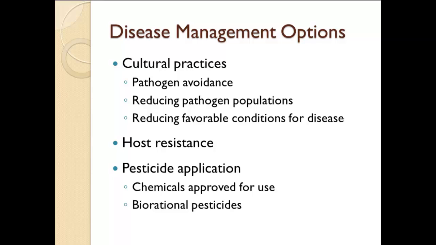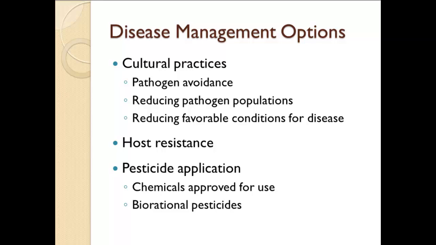And then we can try to reduce the conditions that are favorable for disease to develop. Plant pathologists like to use something called the plant disease triangle to relate how plant diseases develop, and that a disease is not the same thing as a pathogen. A disease is an interaction between a pathogen, a host, and the environment. So when we're trying to manage diseases, we can look at all three aspects of that plant disease triangle. So with cultural practices, we're trying to deal with reducing or minimizing the pathogen or changing the environment in such a way that disease doesn't develop as readily. The other aspect of that triangle is the host, and we can do things to reduce disease by affecting the host.